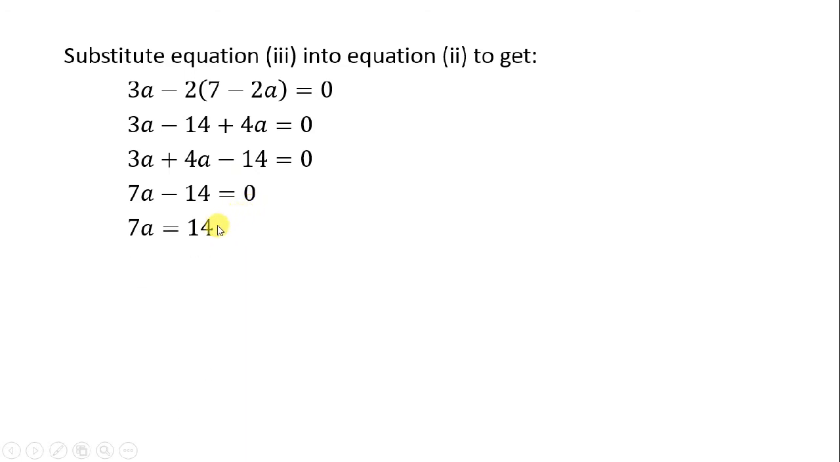From there, what are we supposed to do? Transpose the negative 14 to the right to become a positive. From there, what are we supposed to do? Divide both sides by the coefficient, which is 7. 7 into 7, 1. 7 into 14, 2. Therefore, our a is equal to 2.